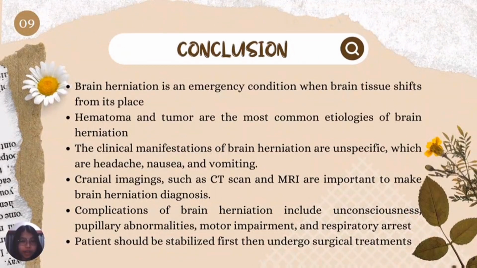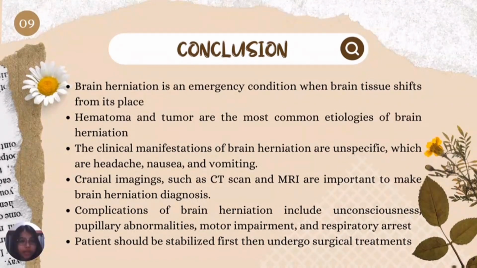Hello, my name is Zephania Ekklesia, and the last three digits of my student ID number are 127. To conclude, brain herniation is an emergency condition when brain tissue shifts from its place. Hematoma and tumor are the most common etiologies of brain herniation. The clinical manifestations of brain herniation are unspecific, which are headache, nausea, and vomiting.